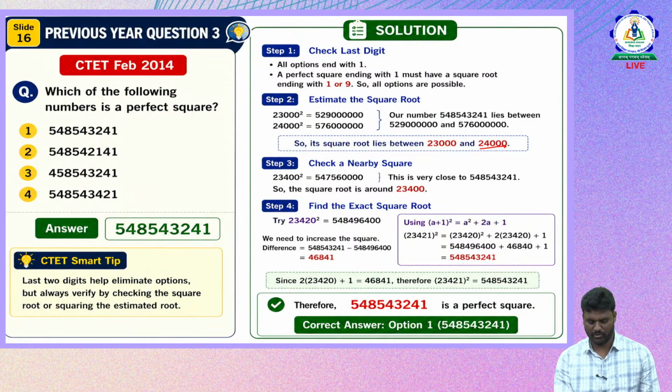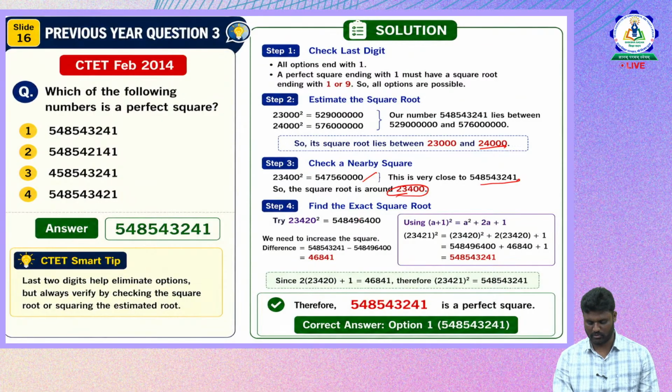Now 23,400 squared, the value of this one is 547,560,000, and this is very close to our number. So the square root is around maybe 23,400. And then to find the exact square root we need to identify it.